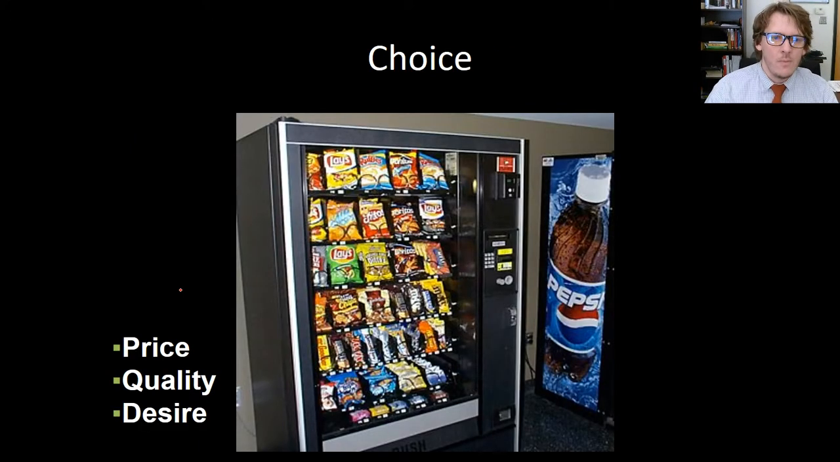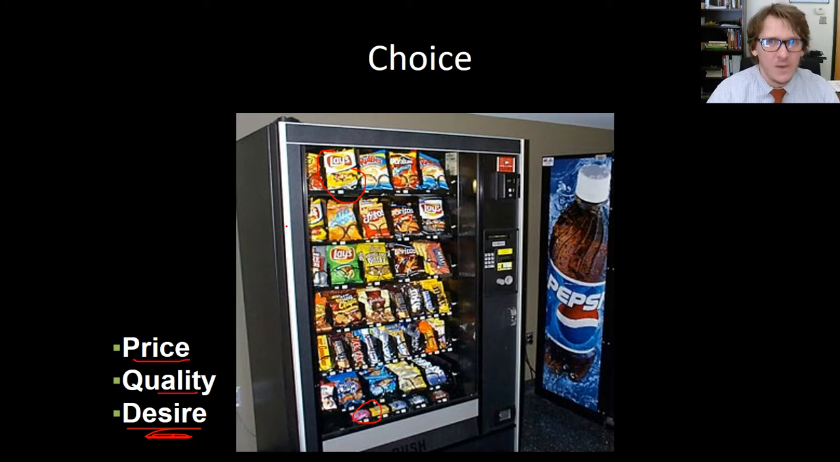Choice. What am I going to buy? Price could come into play. The gum's usually cheaper. The chips are probably the most expensive. Quality of all these products is probably about the same. They're all brand name. It really would come down to desire. Are you looking for salty or are you looking for sweet?